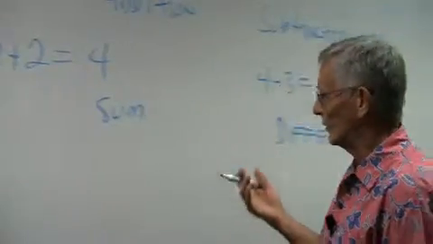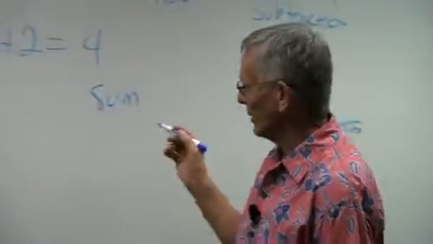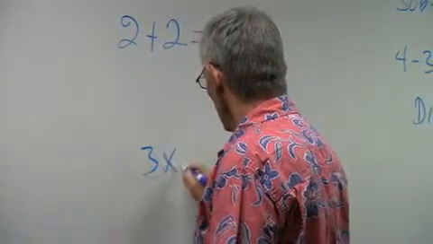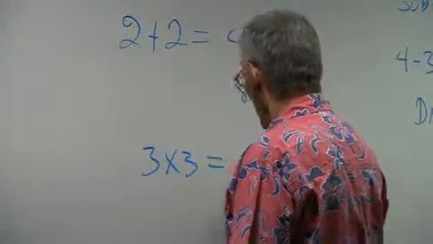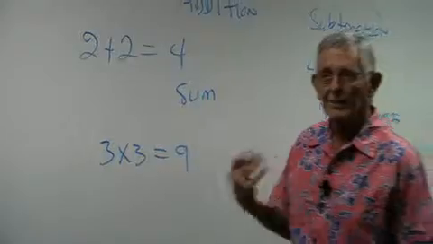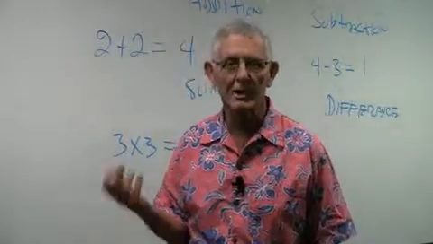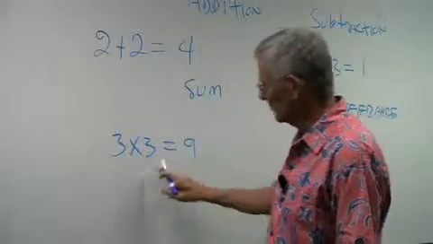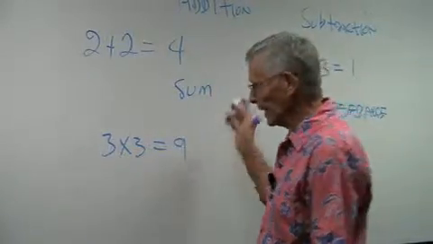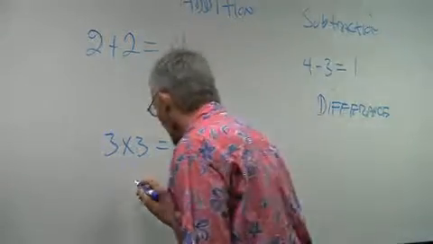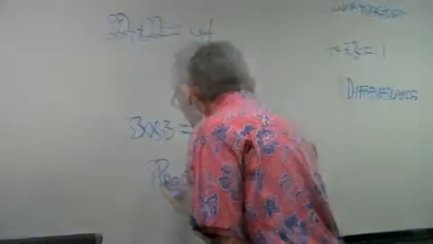However, we have 2 other ones. And these are one that looks like this. And that's multiplication. And multiplication is, in some sense, an addition of groups. We're taking 3 groups of 3 and we get 9. We have a name for the solution to that particular problem, and that is called the product.